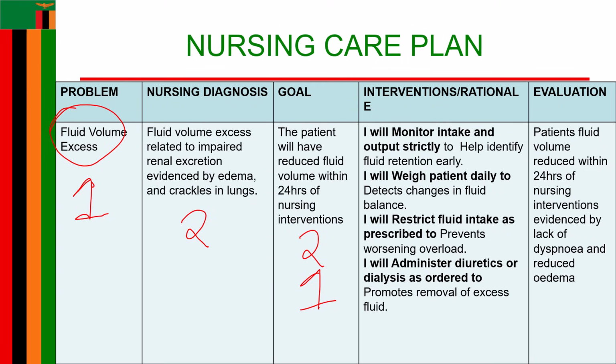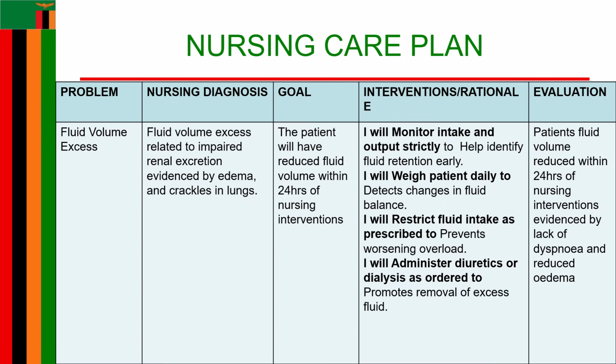On interventions, you're supposed to come up with at least 4 interventions with rationales or reasons for you to get the full marks. And your evaluation should have an evidence for you to get the remaining 2 marks. So this is how you get 10 marks for each problem that you answer, and 50 marks for 5 problems if you're asked about a nursing care plan.